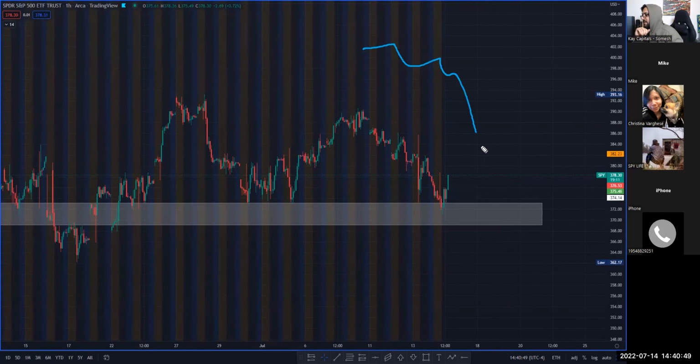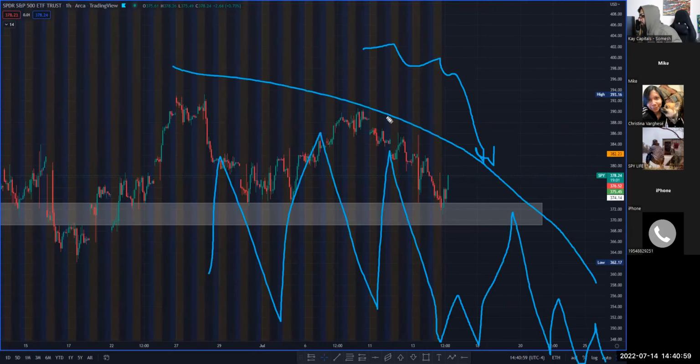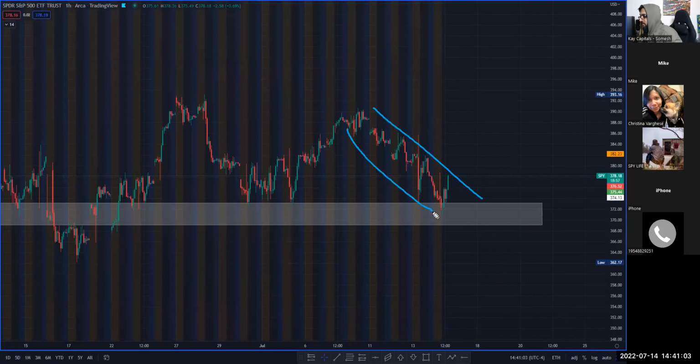Bear markets, people think the stocks just go down. No, they don't. The volatility increases and it goes like this. Yeah, the macro structure goes down. The macro structure definitely goes down, but every day we see V-shaped recoveries.